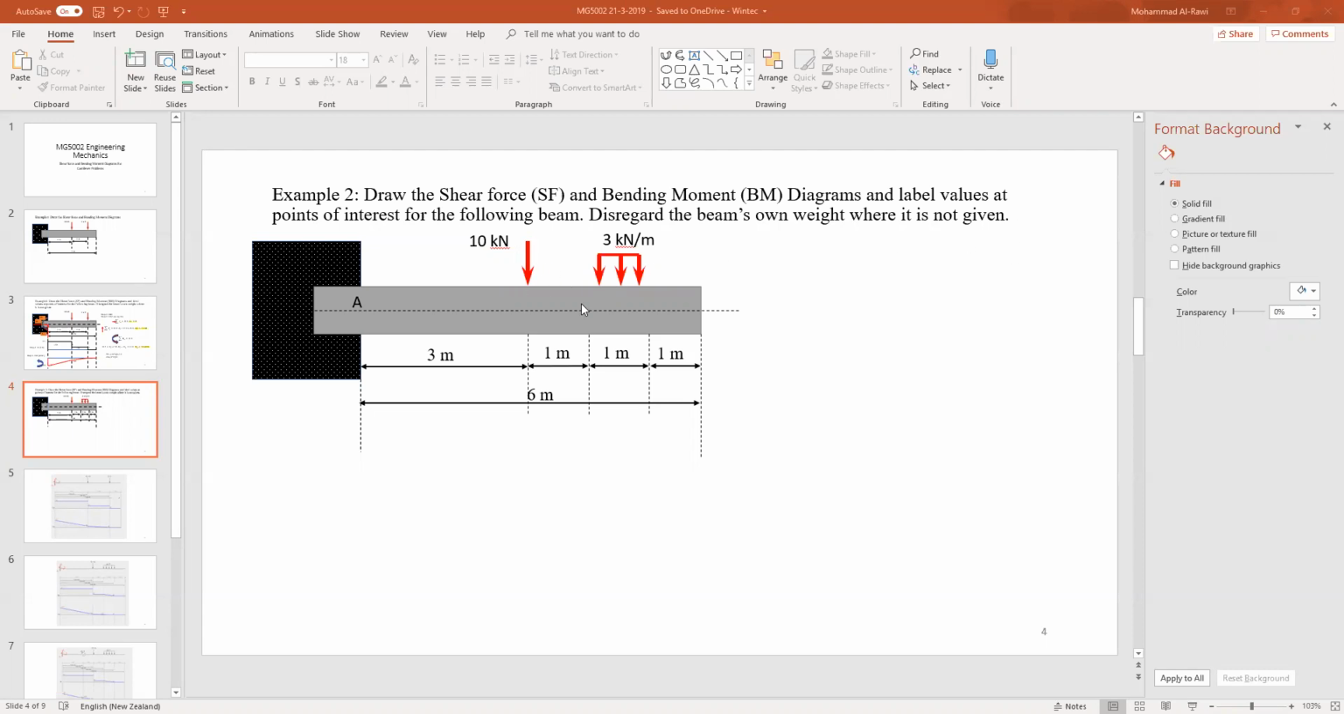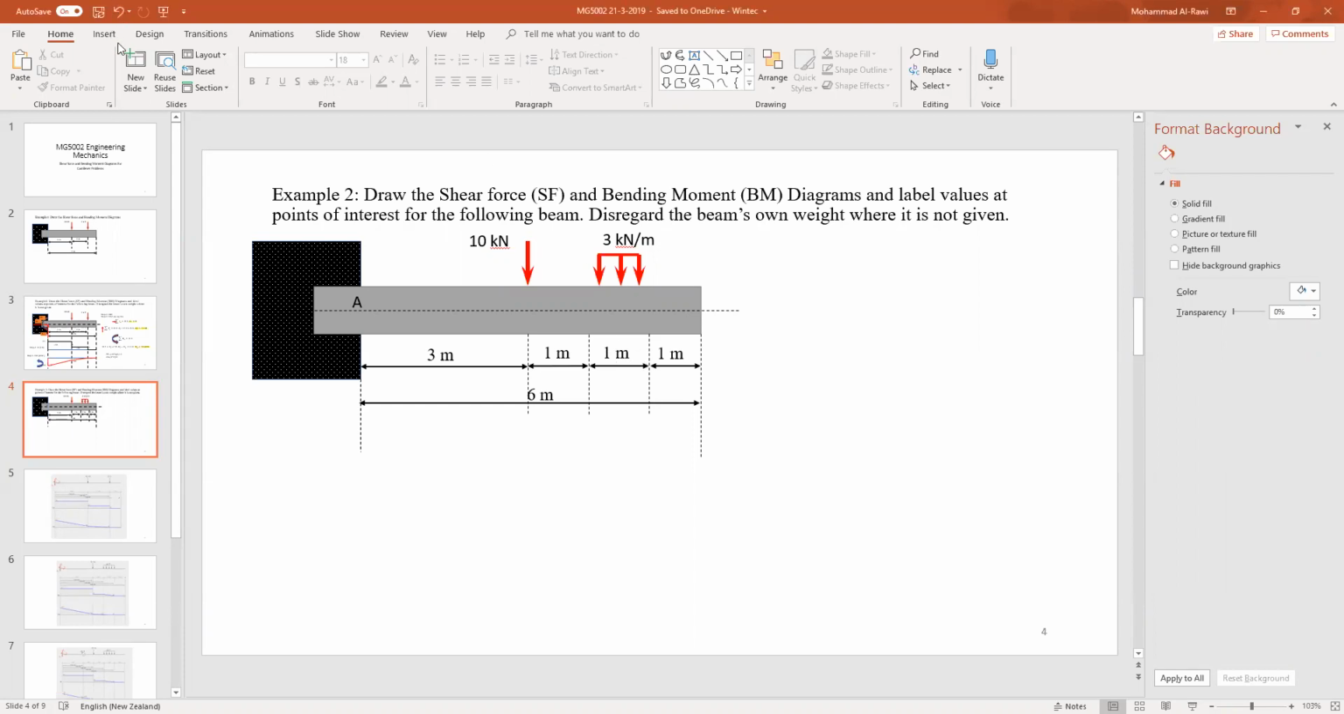Previously, we solved the cantilever with two forces away from the fixed support. Now we'll have one force, and another one is a UDL, 3 kilonewtons per meter. That value is 3 kilonewtons per meter, even though it's covering 1 meter. So let's see how this will act in the shear force and bending moment diagram.